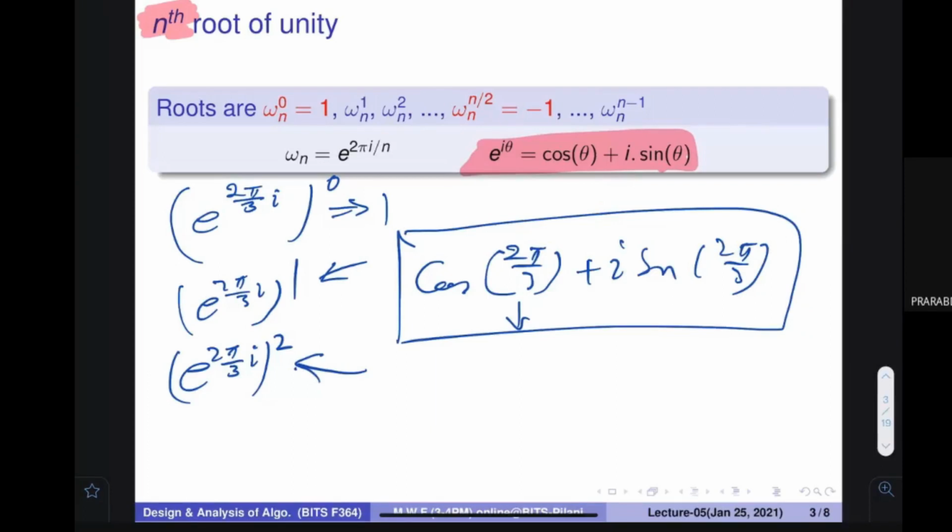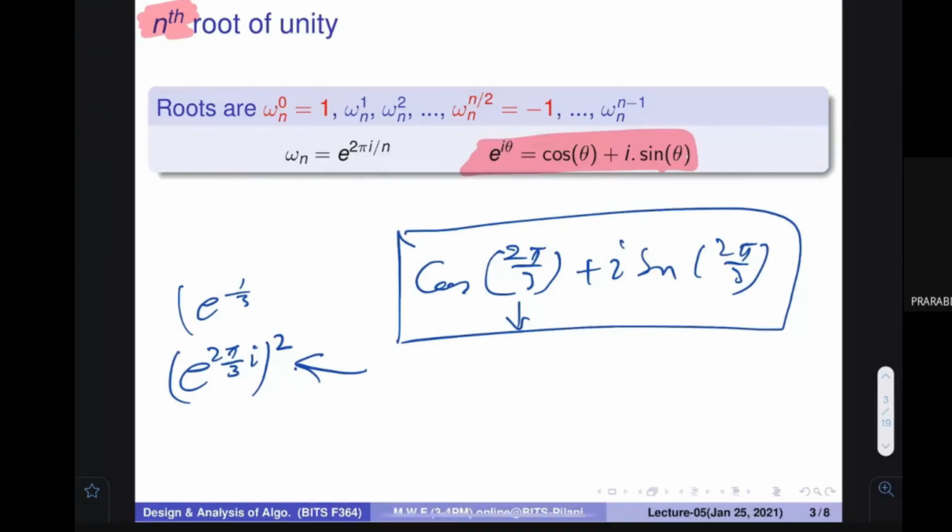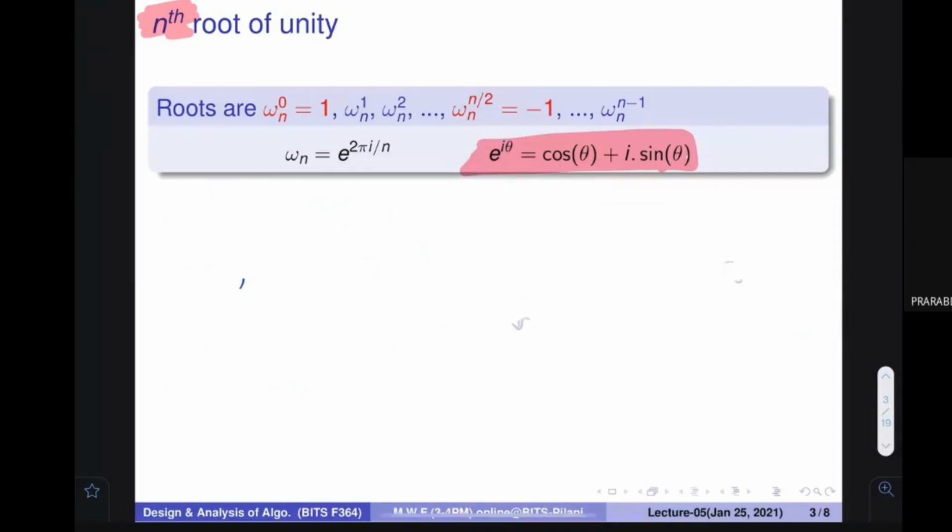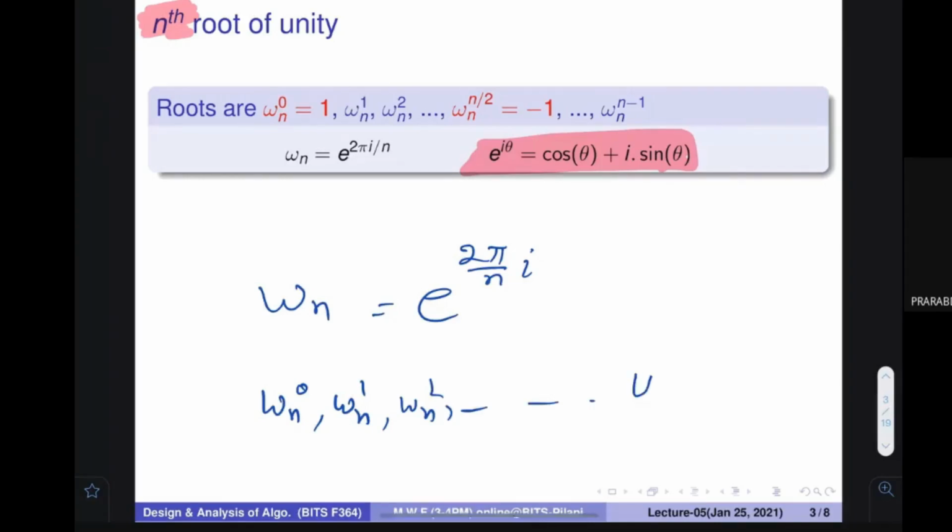If you want to discover the nth root, we have written the equation. If you want to find the nth root of unity, then the formula is e to the power 2πi/n. This is ω_n, and using this ω_n you get ω_n^0, ω_n^1, ω_n^2, dot dot dot, ω_n^(n-1). All these are going to be the nth roots of unity.